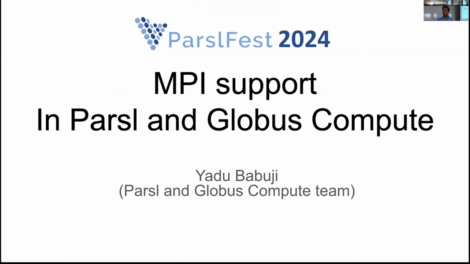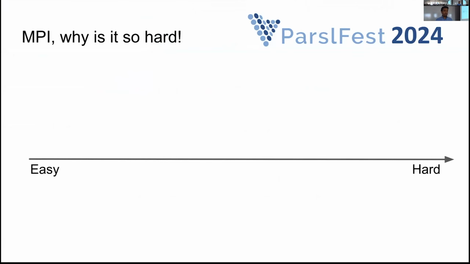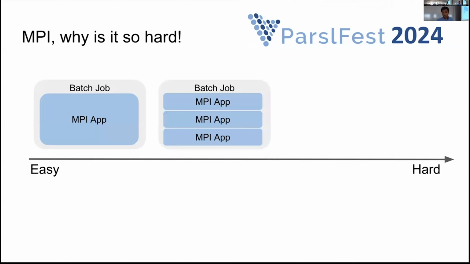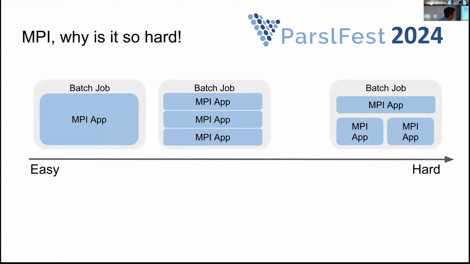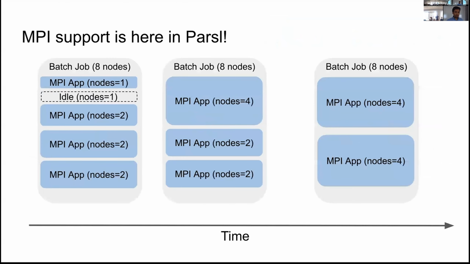What I'll be talking to you guys about today is MPI support in Parsl and Globus Compute. So this is a slide from 2023. Last year, we talked about how MPI is hard. So this is easy: you want to stick one MPI app inside a big batch job. If you want to stick a bunch of MPI apps with the same size, the same geometry, inside a batch job, you could do it. It's a little bit of a hack, but Parsl supported that. And this, on the other hand, was too difficult to do. You couldn't do this. So this is what I want to talk about.